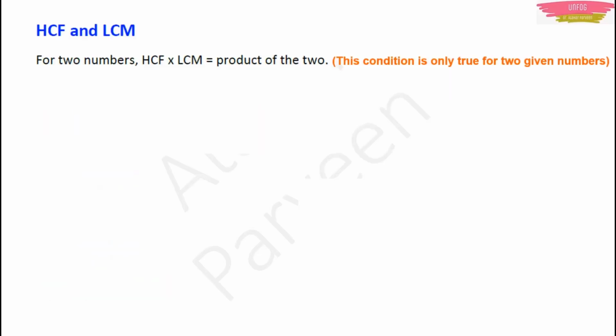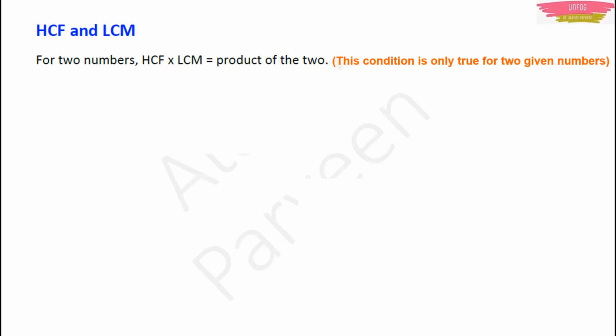Now, using this HCF and LCM, there are a few formulae which are very, very useful. First is that for two numbers, the product of HCF and LCM will be equal to the product of those two numbers. But this condition will be valid only for two numbers. If there are three numbers, then this condition will not be valid. So, HCF into LCM will be equal to the product of the two numbers.